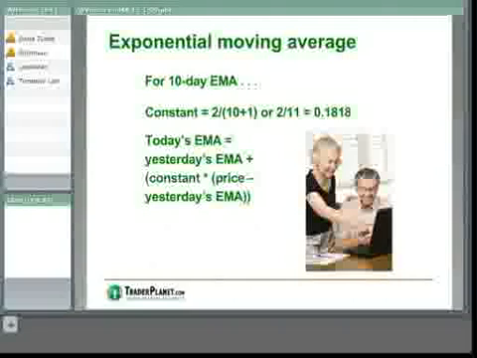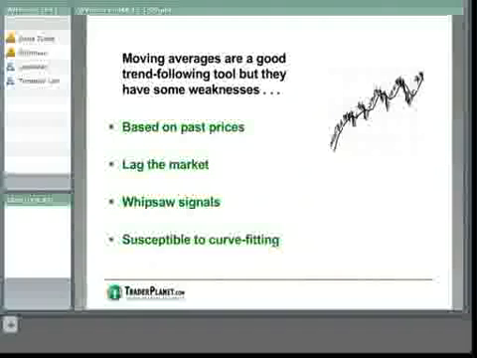Now, moving averages are a good trend following tool, but unfortunately there are some weaknesses that need to be overcome to improve trading performance. First of all, one of the reasons for it is because moving averages are based on past prices. It's always what's happened before. We want to look ahead, not back, but we need to have that back data to help us look ahead.